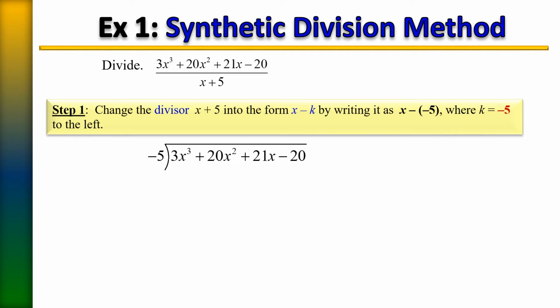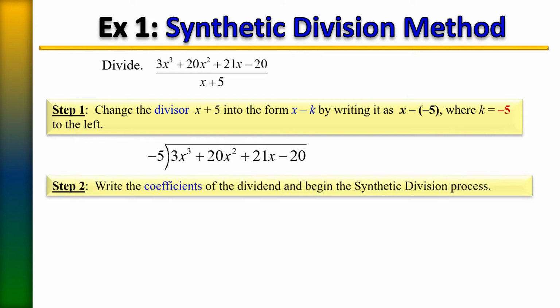Next, we want to take just our coefficients and drop everything else. We don't need the variables. So the coefficient of the first term is 3. Drop the variables behind it. The coefficient of the second term is 20. Drop the variables. The coefficient of the third term is 21. Drop the variables. And the last term is negative 20. So in other words, take only the coefficients.